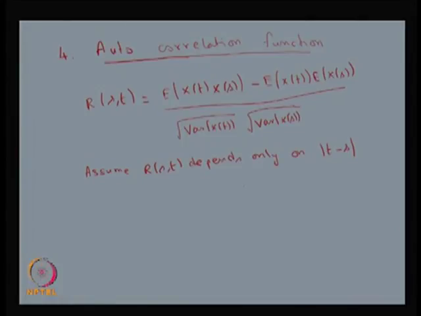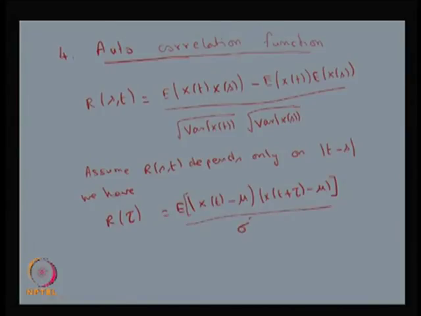Therefore, by assuming R of s comma t only depends on t minus s, instead of two variables, I can use one variable as R of tau, that is nothing but the expectation of x of t minus mu multiplied by x of t plus tau minus mu, the expectation of that product, divided by sigma square.